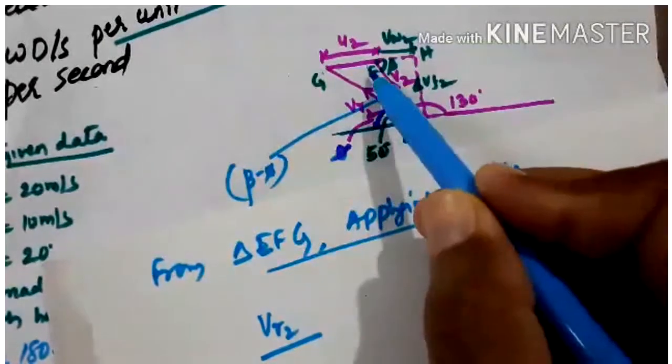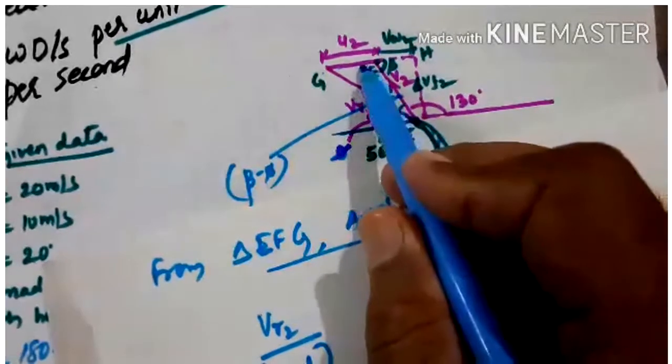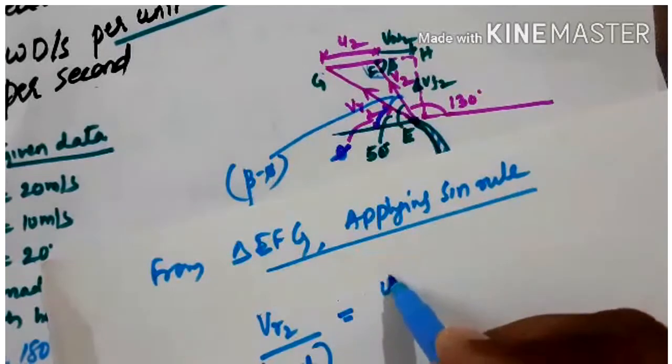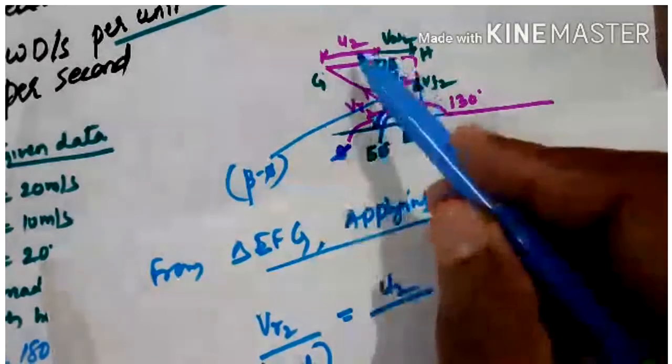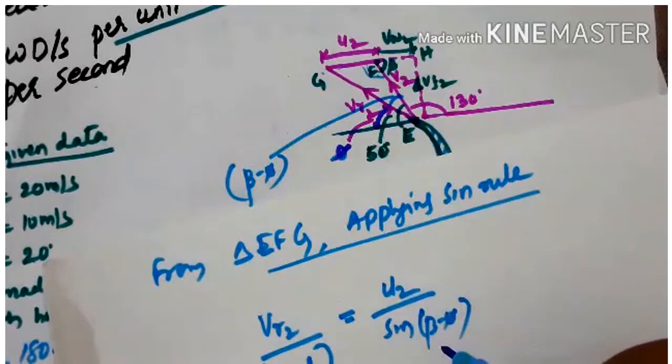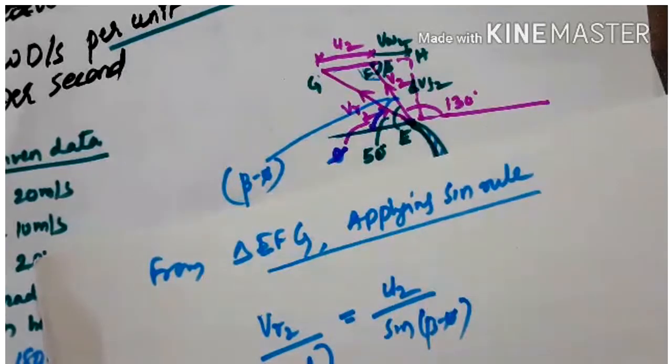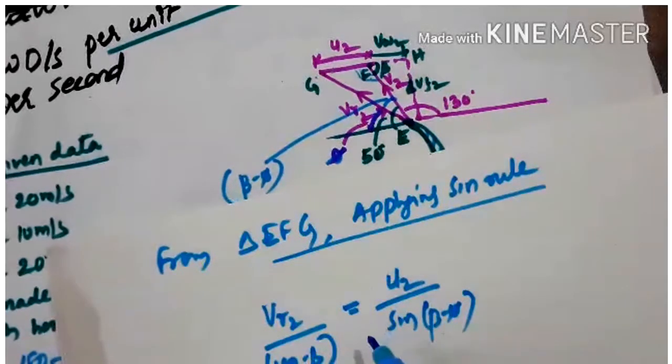To apply the sine rule, you should know the inner angles. VR2 divided by sine of 180 minus beta, this angle, is equal to U2 divided by sine of this angle, beta minus phi. So when we know the two sides and also the angle, the other can be calculated easily.